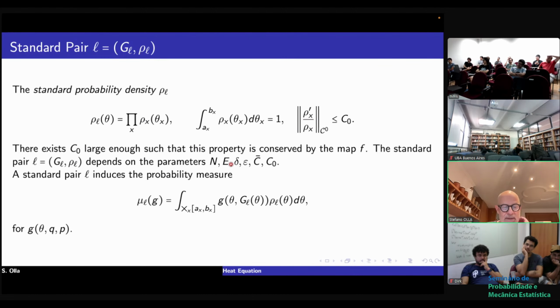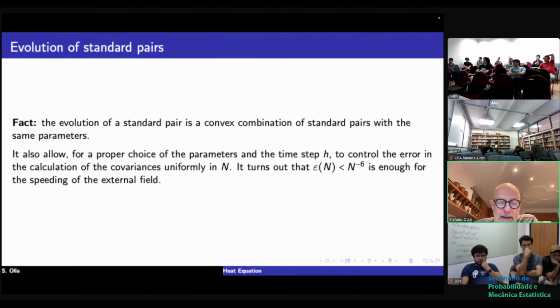And a standard pair induces a probability measure on the configuration theta, q, p. So you take a function of theta, q, p, which is a configuration of the particles. There are the angles, there are positions, there are velocities. And you define a probability measure in this way. You integrate over the angles, and the position you computed as a function of the angle. Okay, this is a standard pair. This is a probability measure, a particular construction of an initial probability measure.